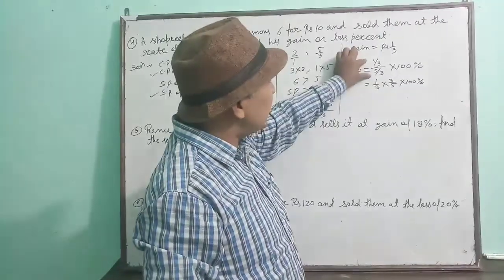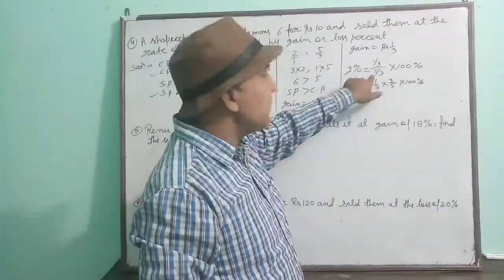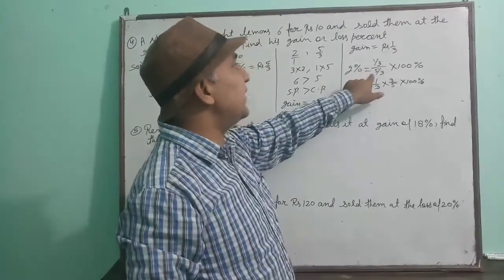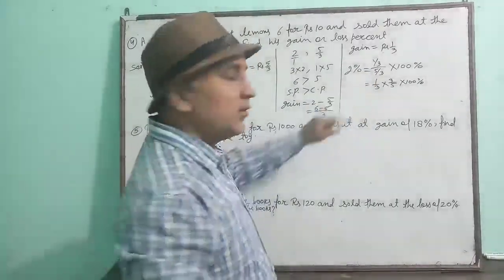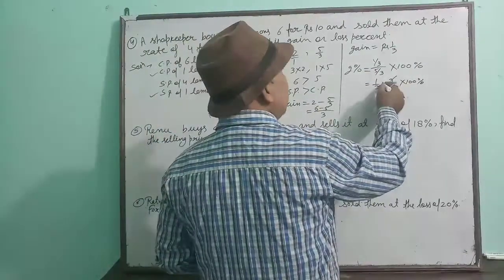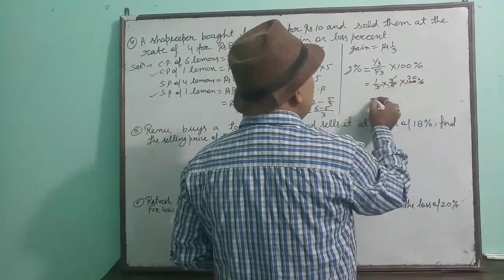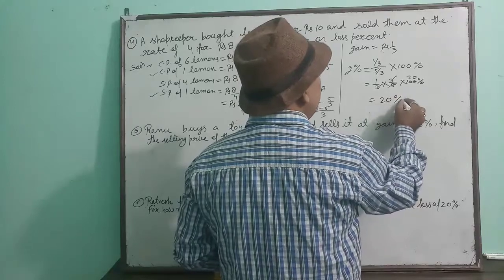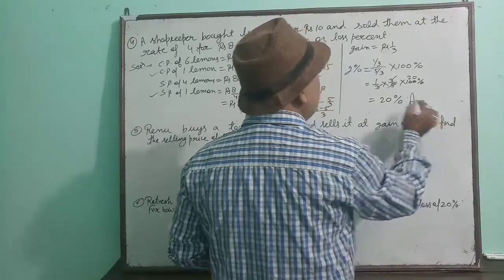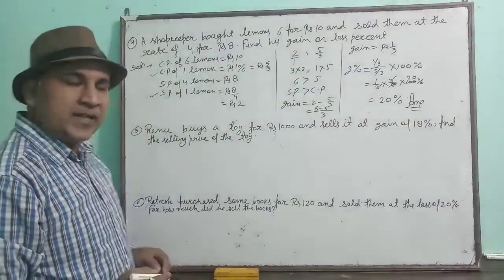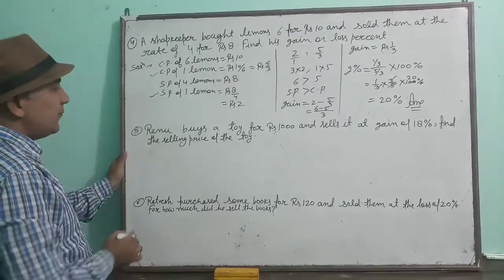In a complex fraction, the reciprocal of the denominator is multiplied with the numerator. Okay? Now solve. 3 dividing 3 by 1 times, 5 dividing 100 by 20 times. That means gain percent is 20. Okay. Now see the question number 5.